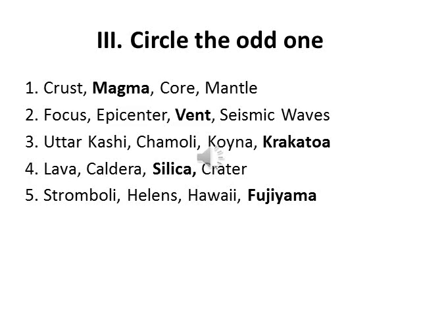Then fifth one: Stromboli, Helens, Hawaii, Fujiyama. Stromboli, Helens, Hawaii are active volcanoes. Fujiyama is a dormant volcano in Japan. So Fujiyama is the odd one.